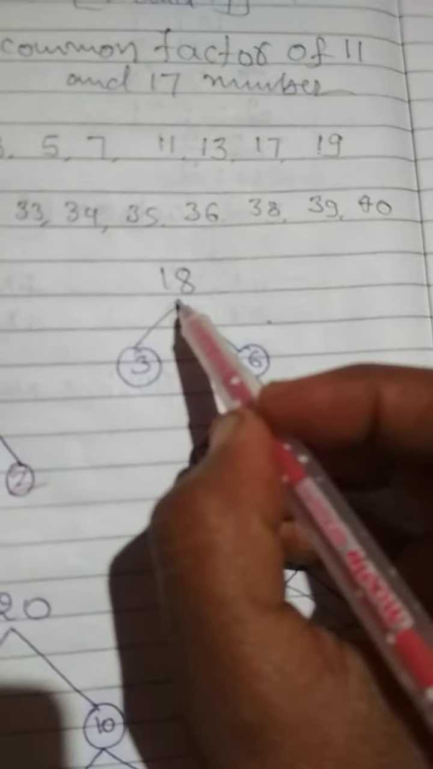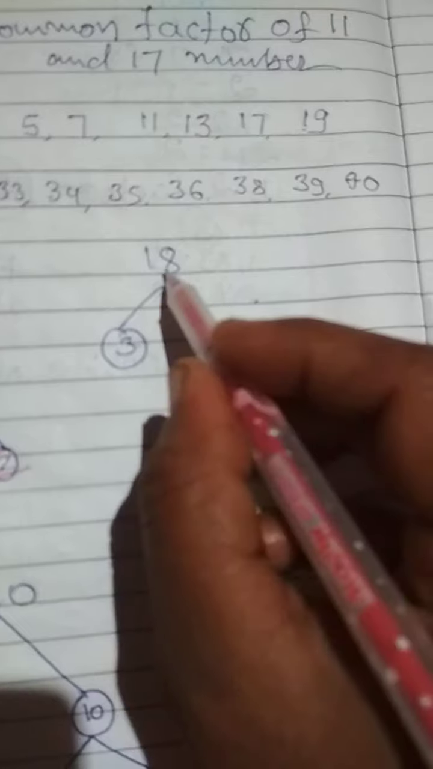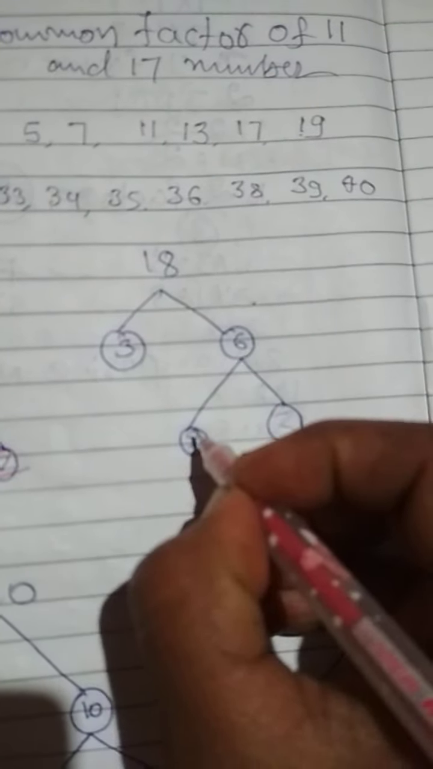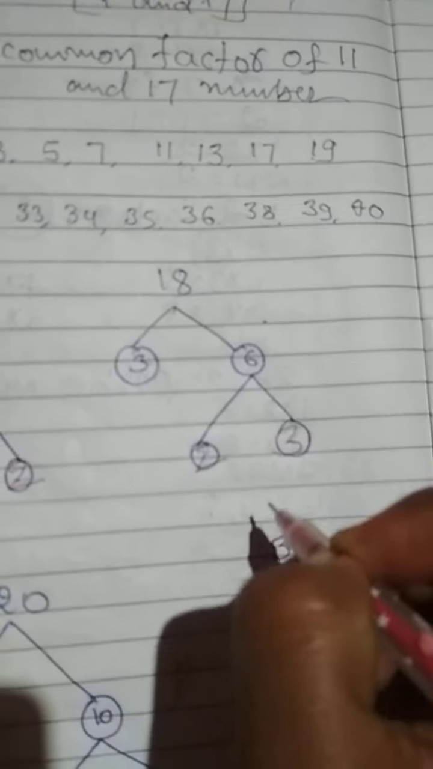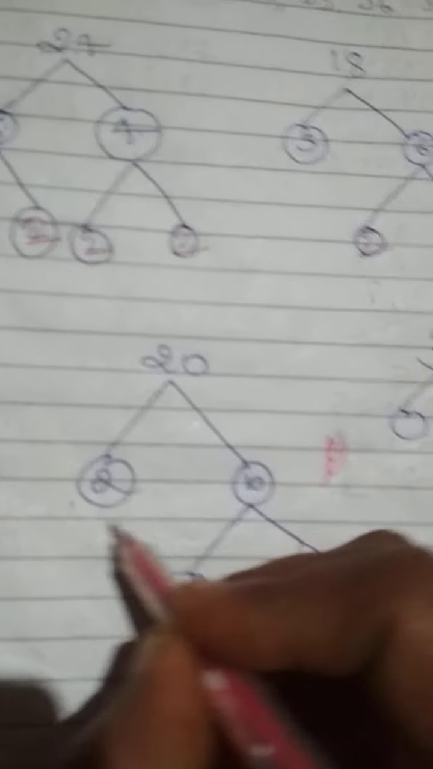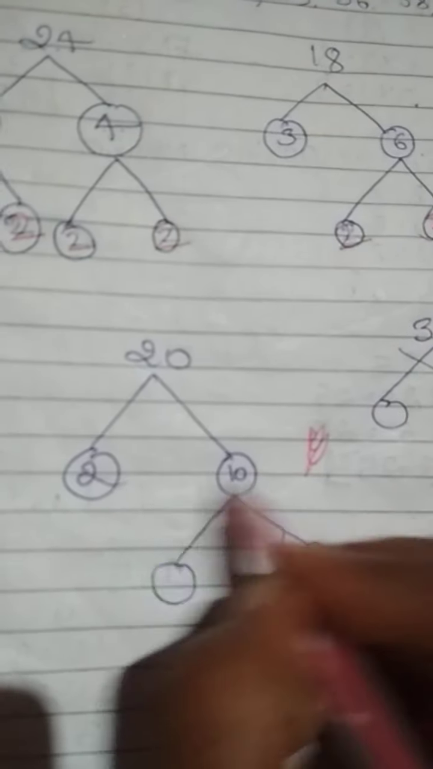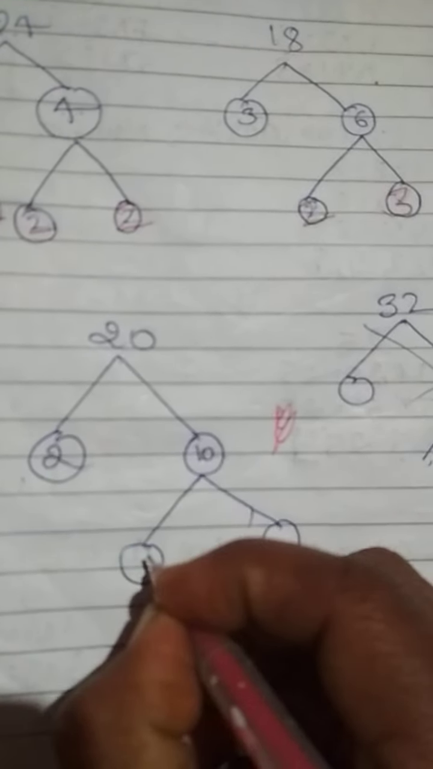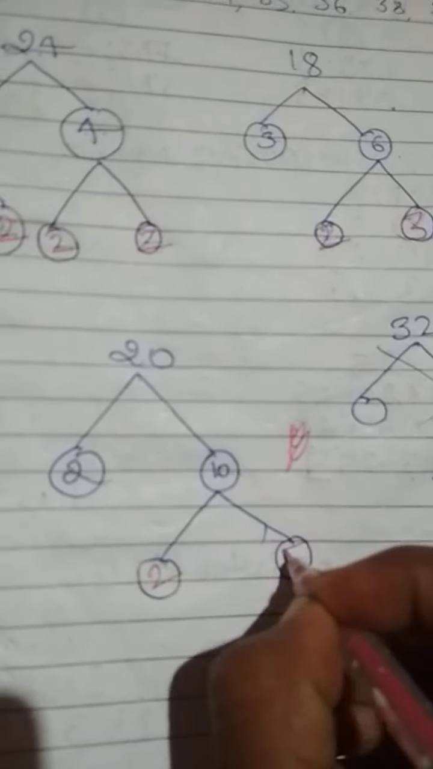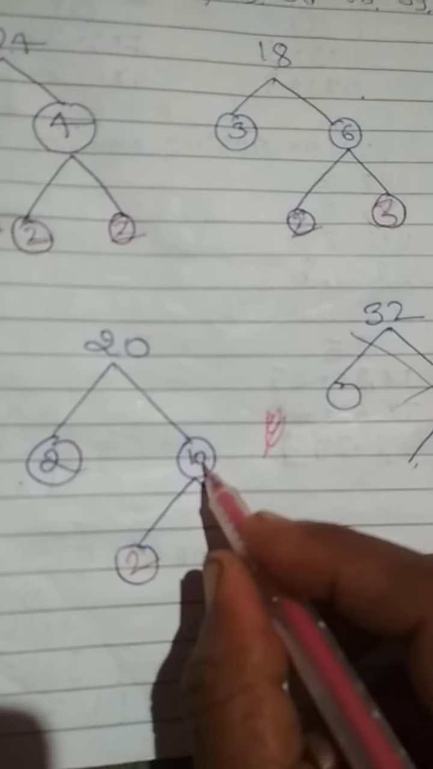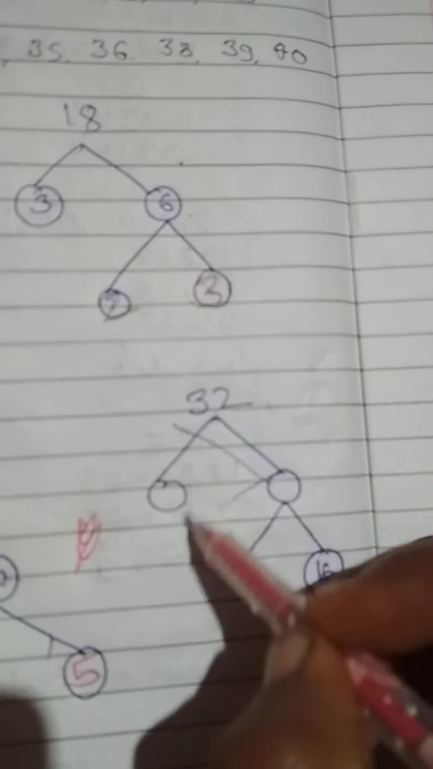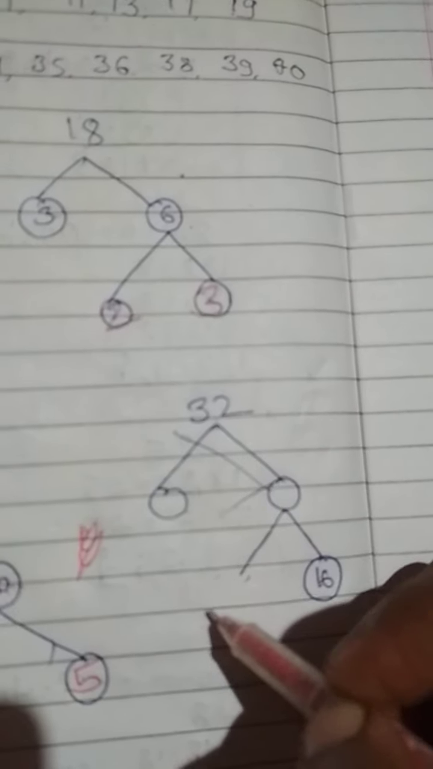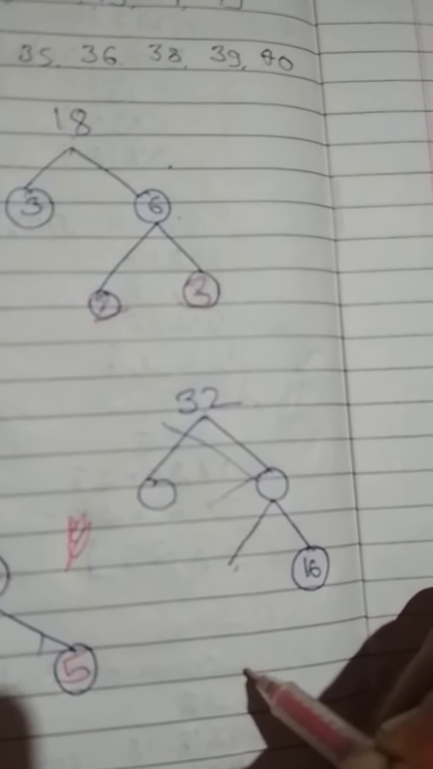And here is 18, students. 3 6s are 18, and this 6 divides: 2 3s are 6. And here 20 is there, students. 2 10s are 20, this one I already wrote here. 2 10s are 20, this 10 is 2 5s are 10. And here, students, 32 is there. This 32 is in which tables coming here, students? 32 is in which tables?